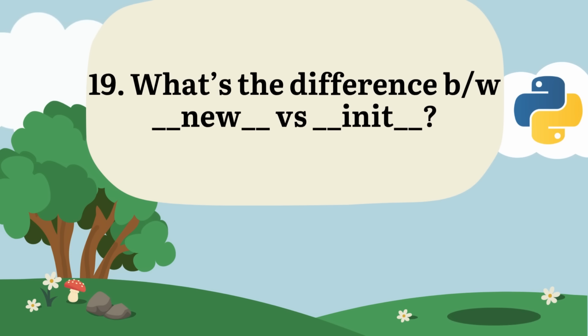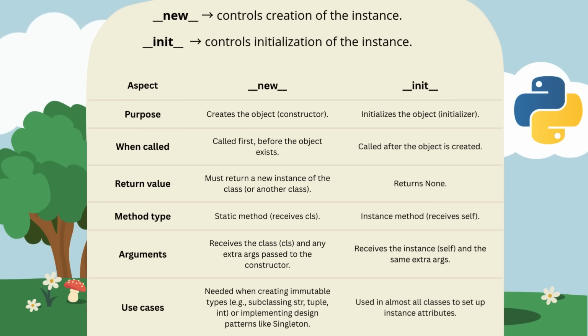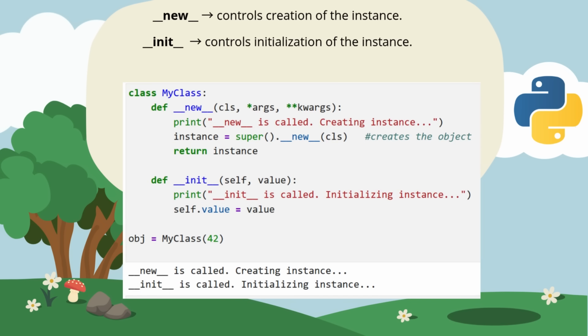Next, what's the difference between __new__ and __init__? __new__ is the method that actually creates the object in memory. __init__ then initializes its attributes. Usually, you only override __init__, but __new__ is important when working with immutable objects like tuples or strings.